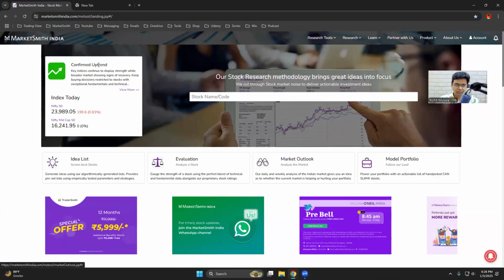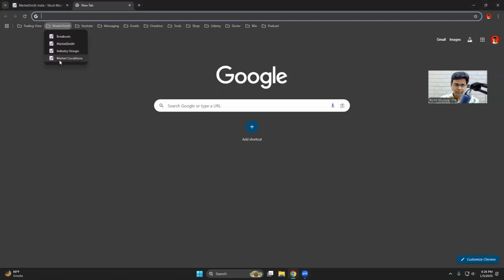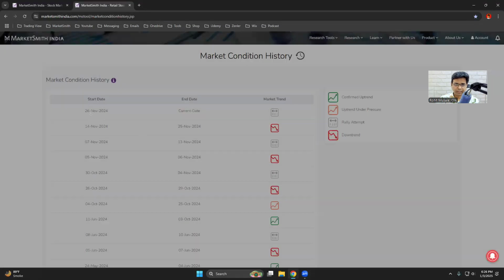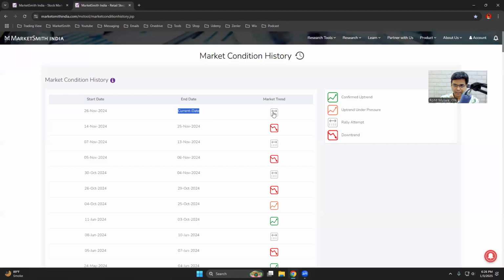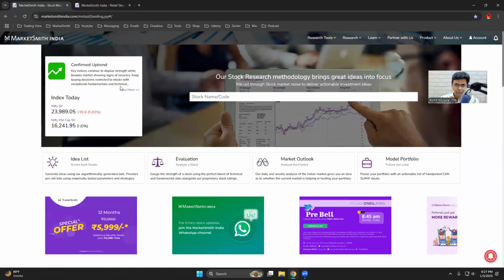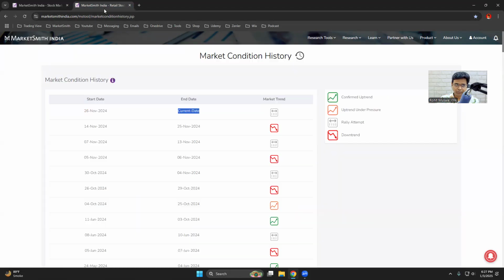It says confirmed uptrend. If you click here, sorry, I will go to market conditions. See, from 26th November till current date, it's a rally attempt. So they have not yet updated this page. Maybe it will get updated in 1 or 2 days. I don't know. But as of now, on the home page, you see it says confirmed uptrend. What does this mean? Okay, let's look at that.